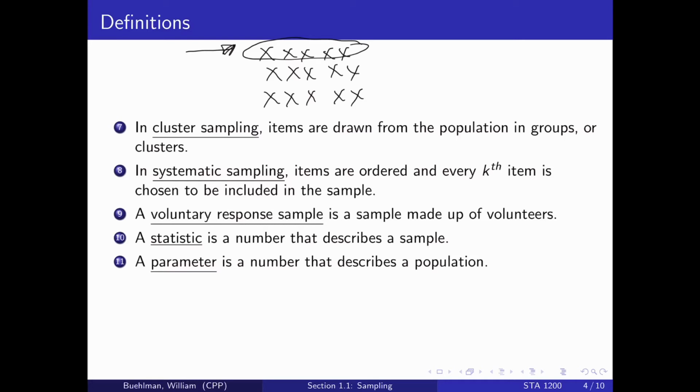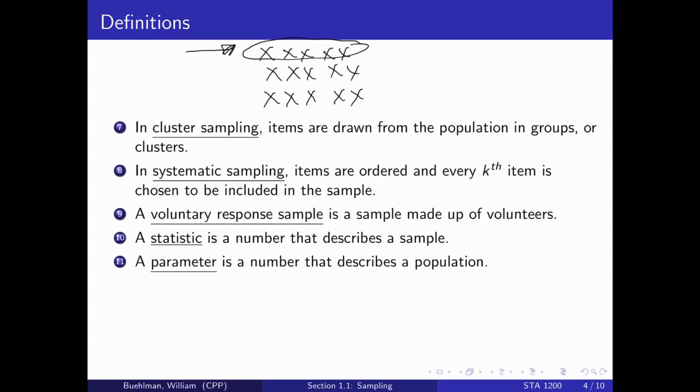A voluntary response sample is one made up of volunteers. This is where people can opt into your study. People are putting themselves in your study, and that creates a problem because they have chosen to participate in your study. You haven't chosen them to participate in your study. So we'll see that voluntary response sampling is not very good.